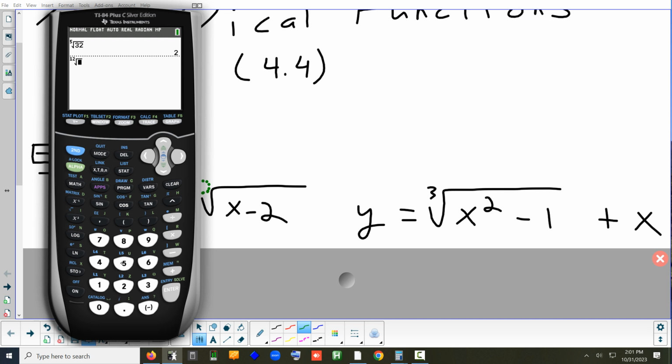Okay, so square root, cube root, you've got buttons for. Anything else, you have to use option 5. Any questions on typing that in? Okay.